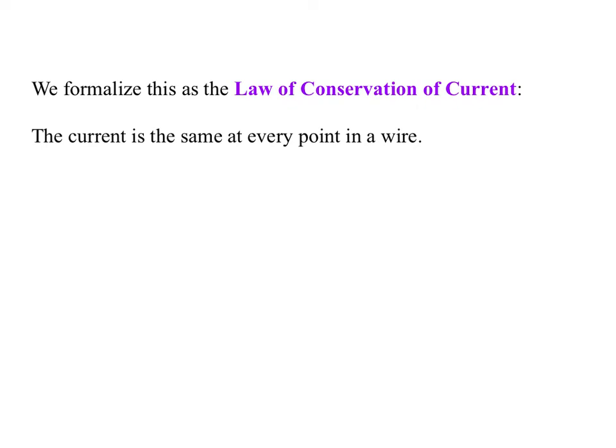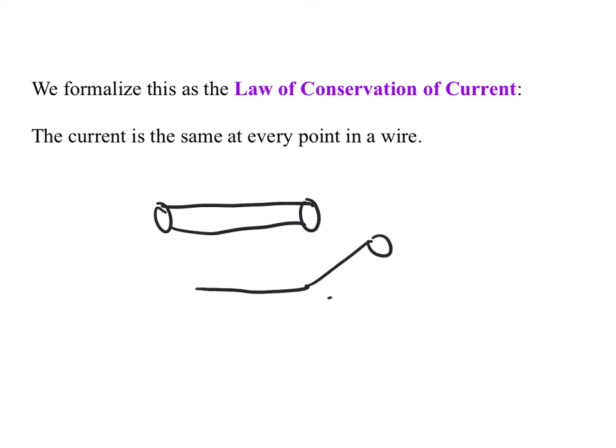We formalize this as something called the law of conservation of current, which really just says that anywhere there's current in a wire, it's the same value. The current is the same at every point in a wire. We want to be careful here because we mean a wire where we don't have a junction. We're going to talk about junctions later.